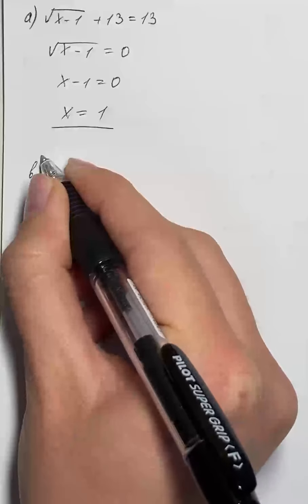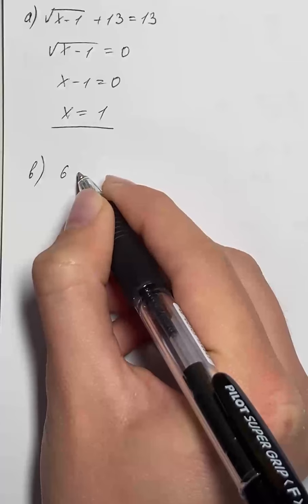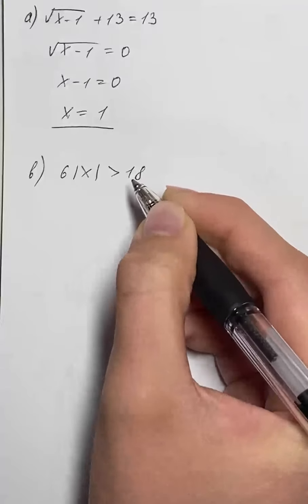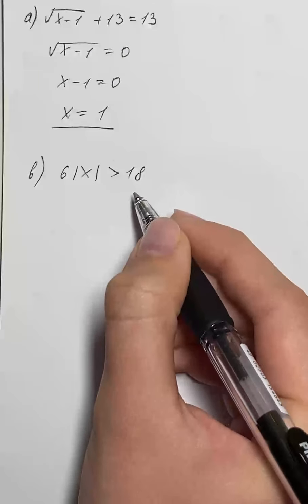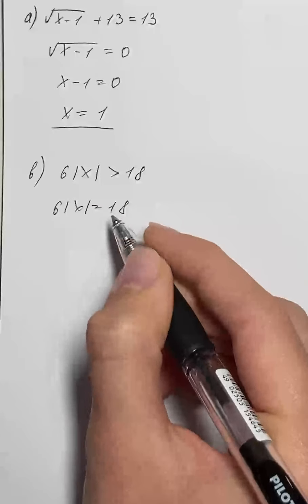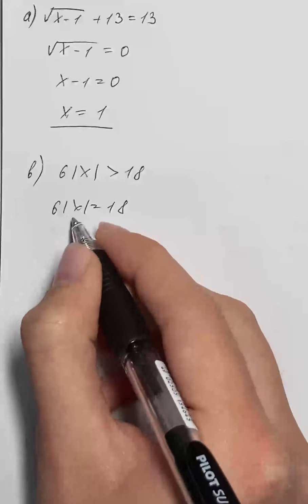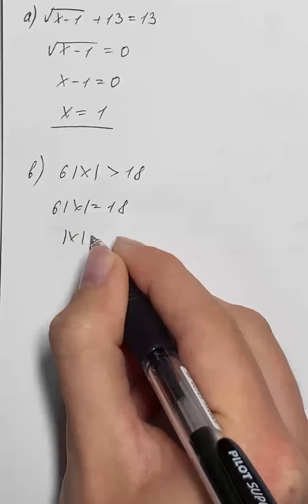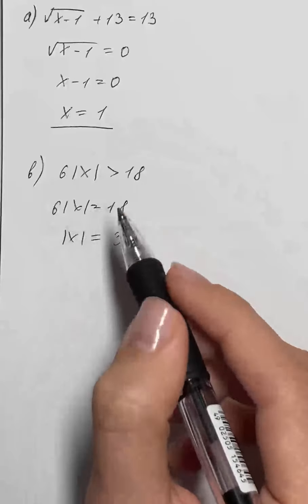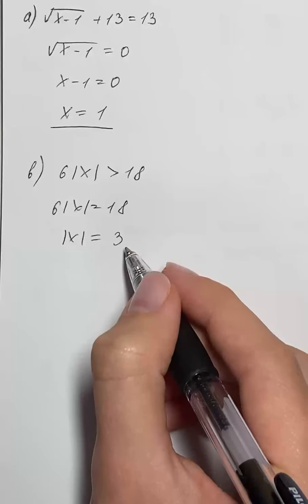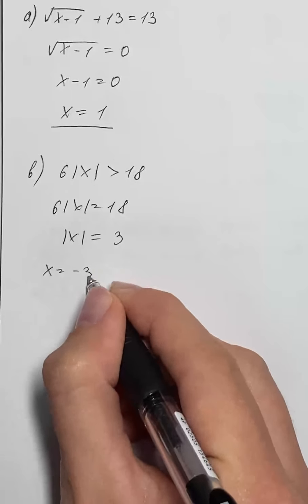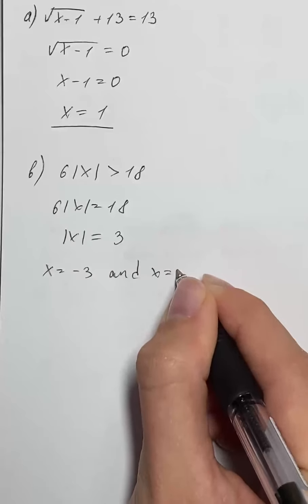So the next inequality is 6 times the absolute value of x is greater than 18. So we replace the inequality symbol with an equal sign. So we have the equation, and now we divide both sides by 6, and we get that the absolute value of x is 3. And now we're going to find the boundary points, and since the right side is positive, there are two solutions. That's x equals -3 and x equals 3.